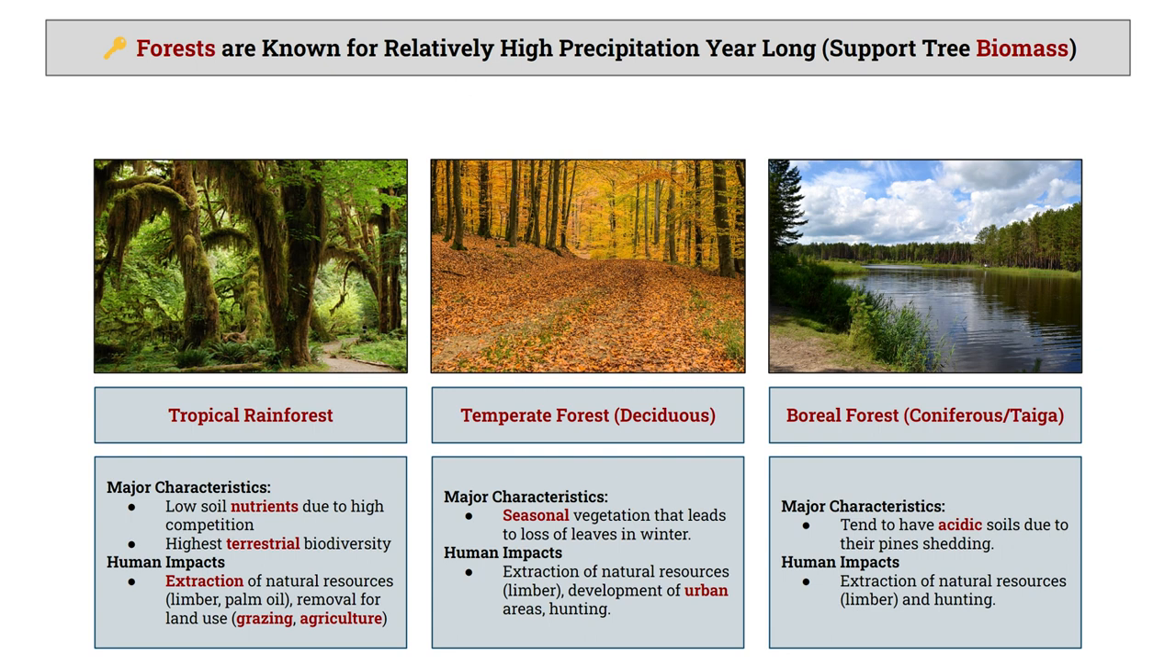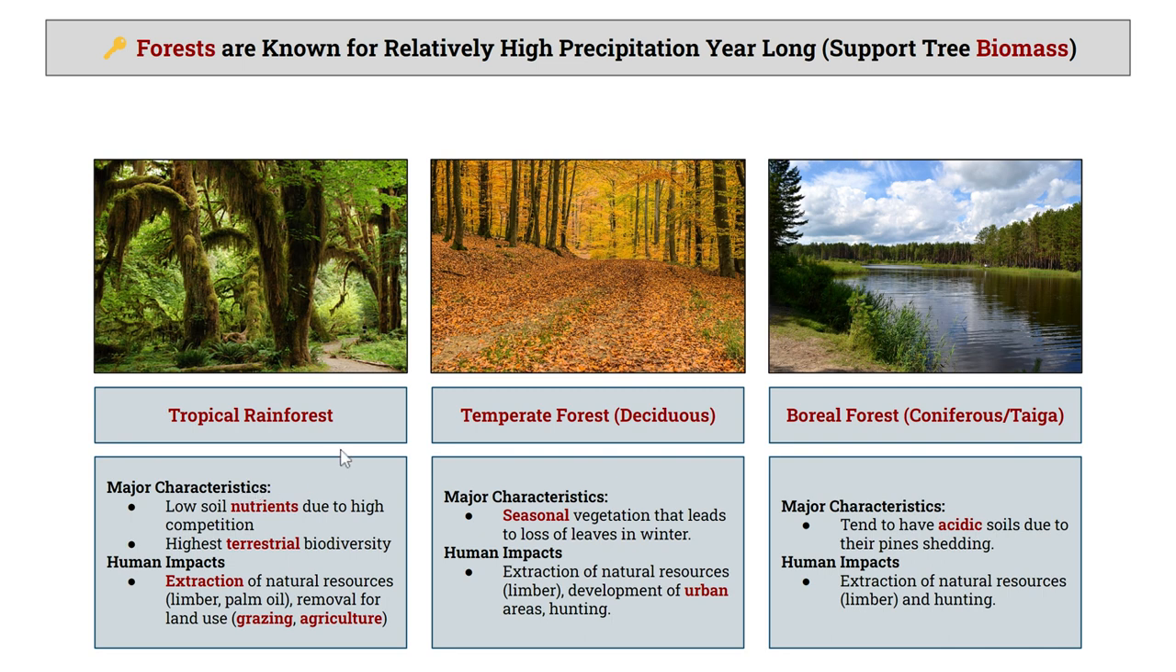Forests are biomes that have relatively high precipitation throughout the year in order to support the tree biomass. Trees obviously have lots of biomass, lots of weight, and therefore you're going to need a lot of rain to support that. If you have a forest that is near the equator, we call it a tropical rainforest.